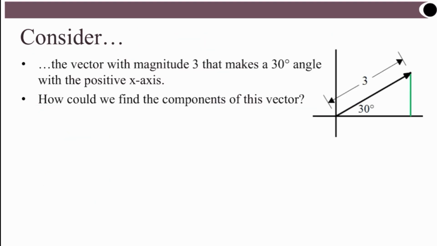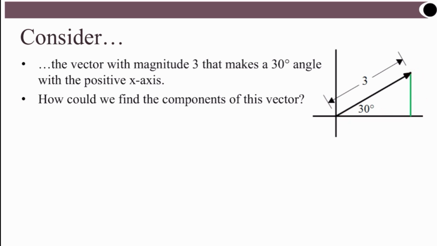All right, let's consider something different. What if we were given a vector and we're told about its magnitude and its angle, and now we want to find the component form? In this example, I'm talking about a vector that has a magnitude, or a length, of 3, and it has a direction angle of 30 degrees, always from the positive x-axis moving counterclockwise. And we want to find the component form. In other words, we want to find its horizontal component and its vertical component.